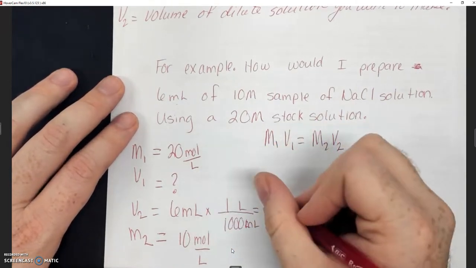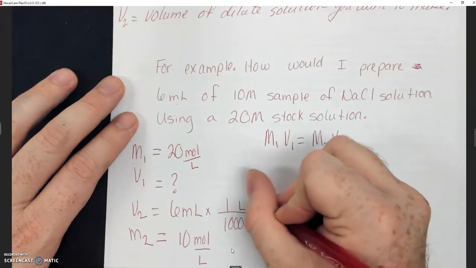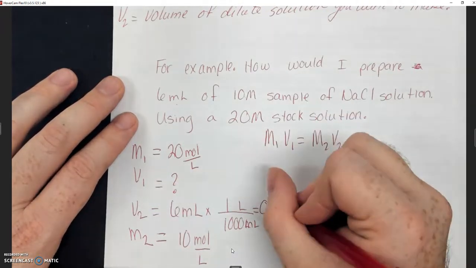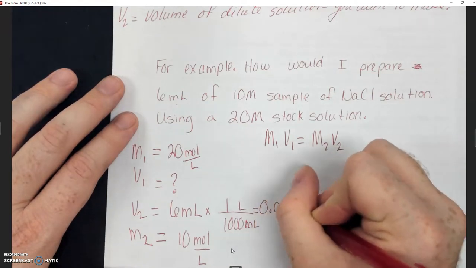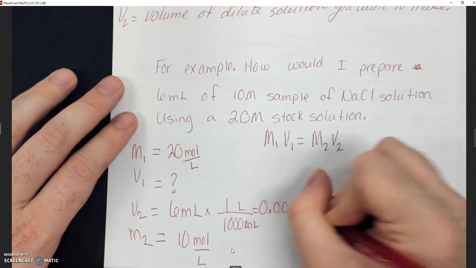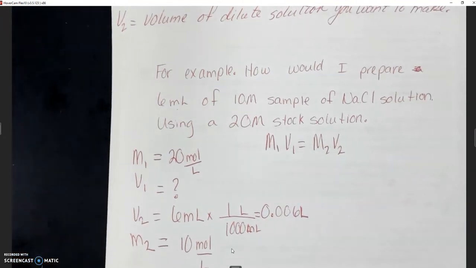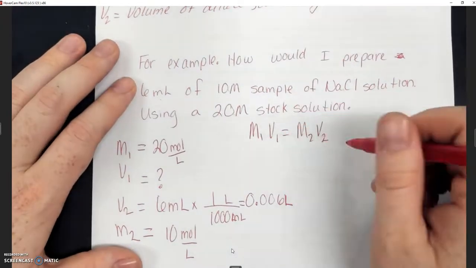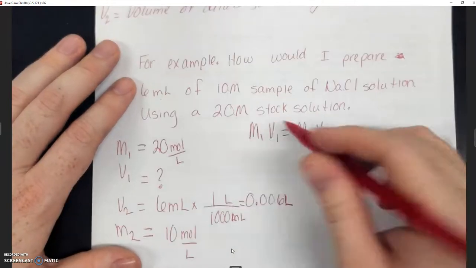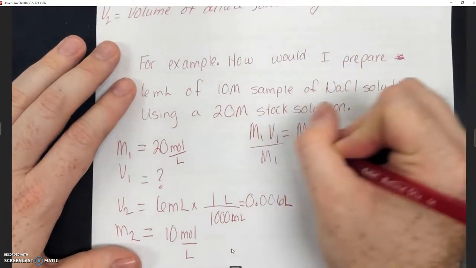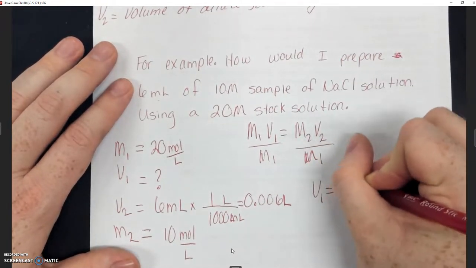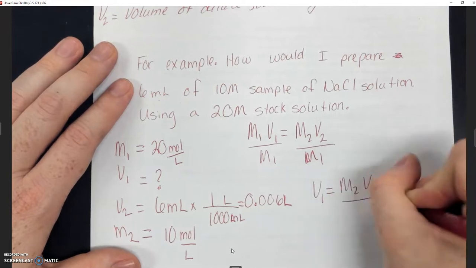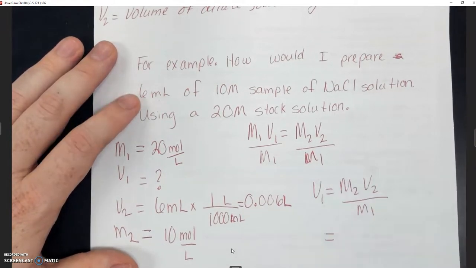And you should be pretty familiar with unit conversions by now. So it's going to be 0.006 liters that I'm trying to make. I'm looking for V1, so all I need to do is rearrange this equation such that V1 is by itself, and I'm just going to divide by M1 on both sides, which means V1 is equal to M2V2 over M1. And now I can plug in.